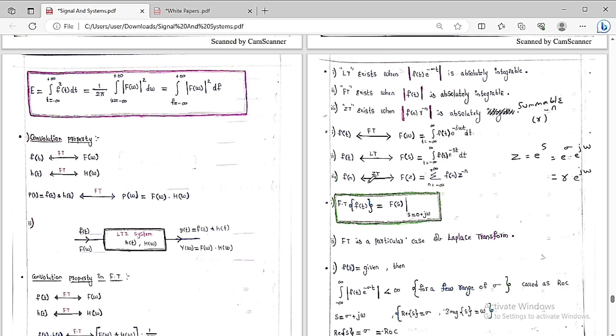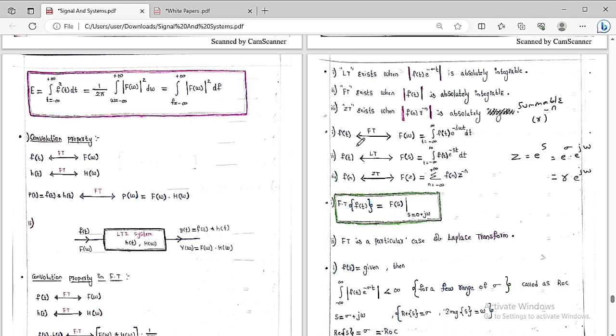Similarly, for f of n, if we apply the Z transform, then we are going to get F of z is equal to the summation from n is equal to minus infinity to plus infinity of f of n into z to the power of minus n. So these three formulas always you have to keep in mind. If you know the Laplace transform, getting the Fourier transform is a very piece of cake. Just replace s by j omega. This one I have already told you, right? Number of times.